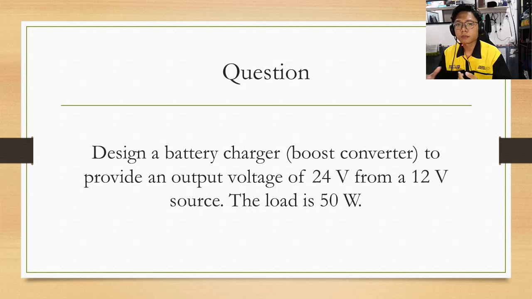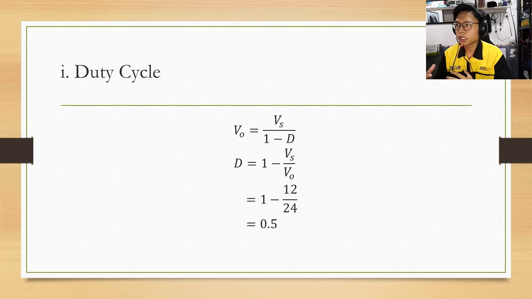For the calculation part, we will start with the duty cycle. The duty cycle is the ratio of the time a load or circuit is on compared to the time the load or the circuit is off. Based on the definition, we can calculate the duty cycle by using the formula V out is equal to V source over 1 minus D.